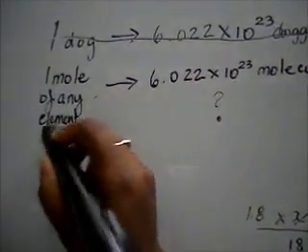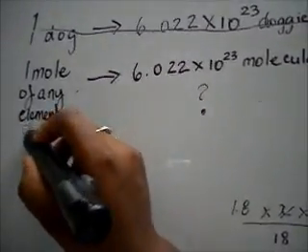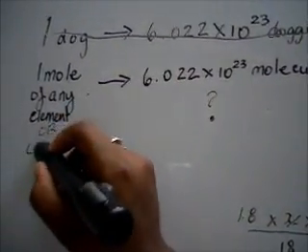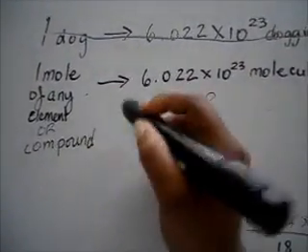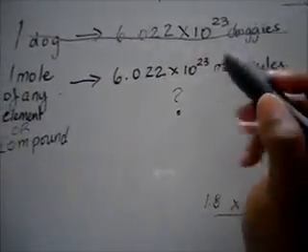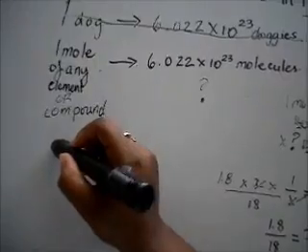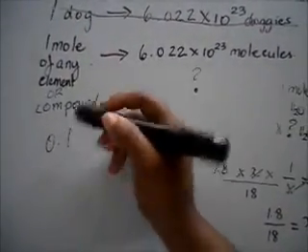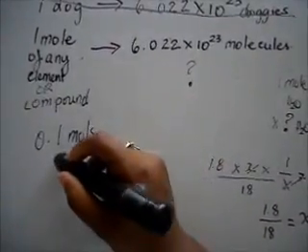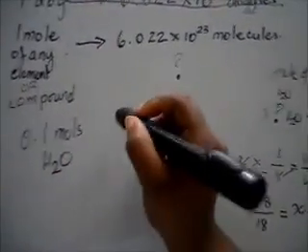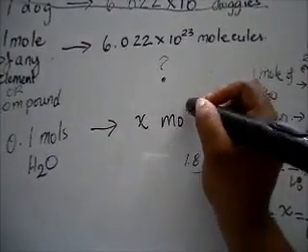And we can now say that if 1 mole of any element or compound contains this amount of molecules, then 0.1 mole of H2O will contain X molecules. And we did the same thing that we did a while ago.